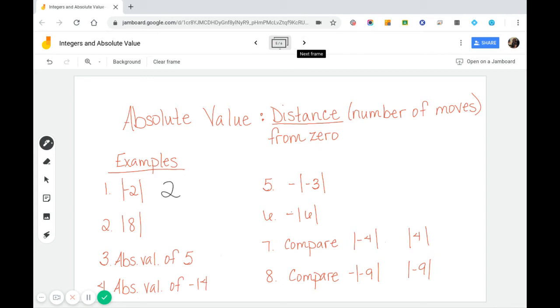Number 2, the absolute value of 8 is just 8. I'm not going to change the sign. Absolute value is not the same thing as just writing the opposite sign. It takes 8 moves to get there, so it's just an 8.